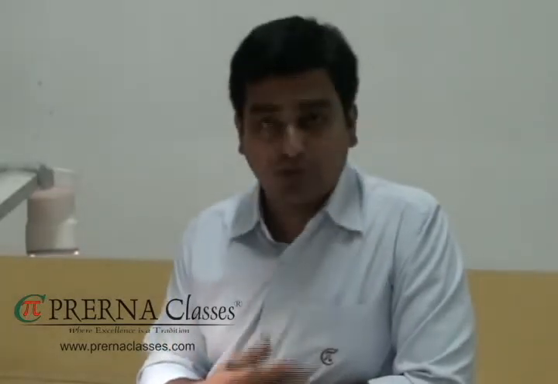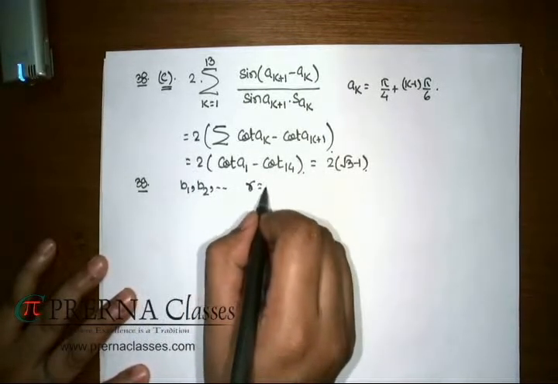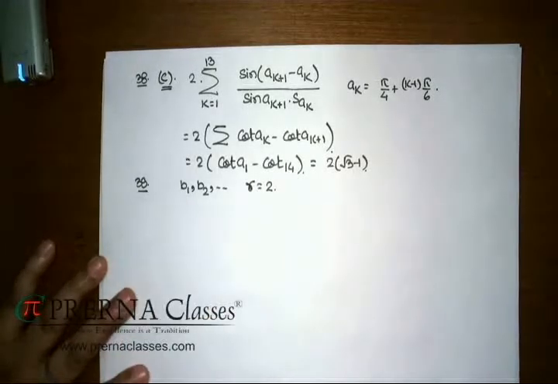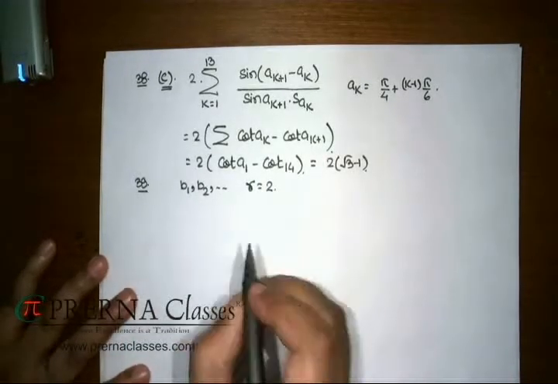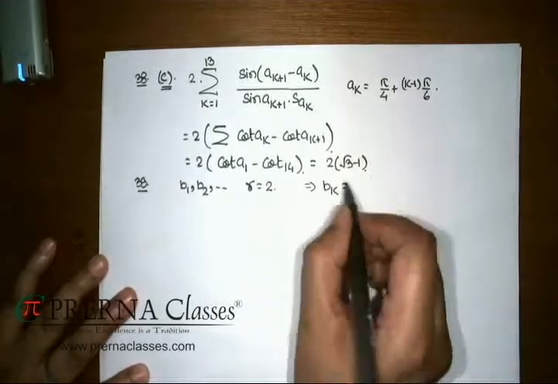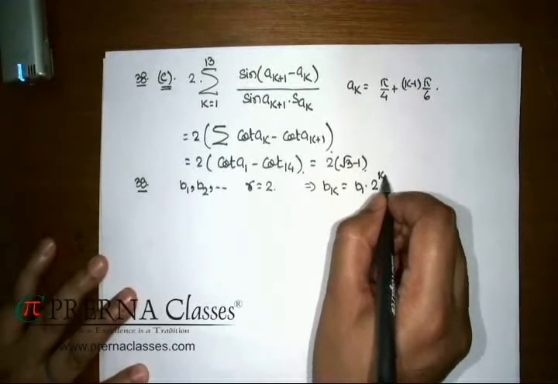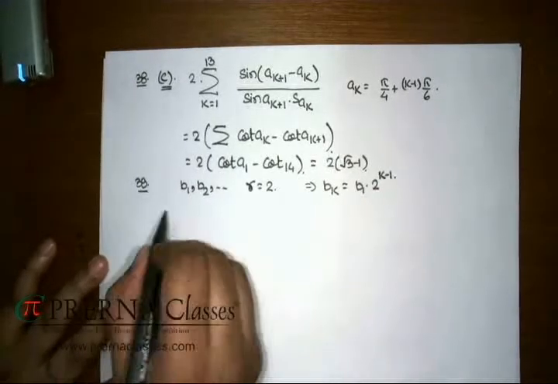In the next problem, it's related to progression. There are some conditions given that logs are in AP. Clearly then you can check, if you remove all the logs, the numbers are going to form a GP. So B1, B2, B3 are in GP. Clearly then the common ratio of that GP is going to be 2, because the common difference of the AP was ln 2. Hence then the value of BK is like this.